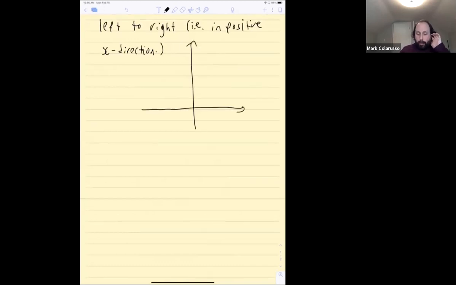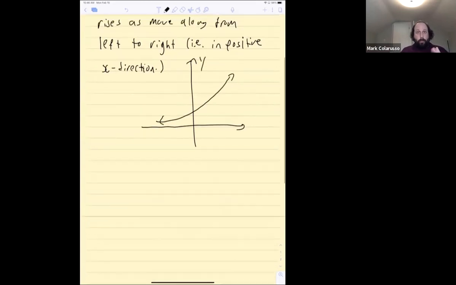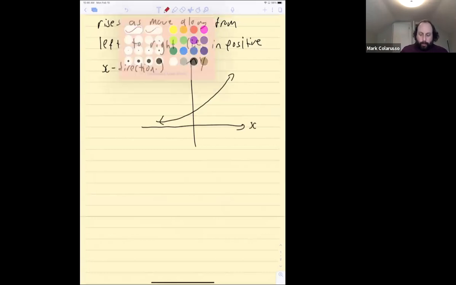Let me draw a picture of what that might look like. There are different ways you can do this, as we'll see in a moment. Here's one possibility. The graph is rising up the y-axis as you move along the graph from left to right. As you move in the positive x direction, you're going to be climbing a pretty steep hill.